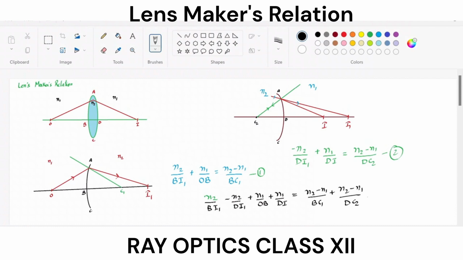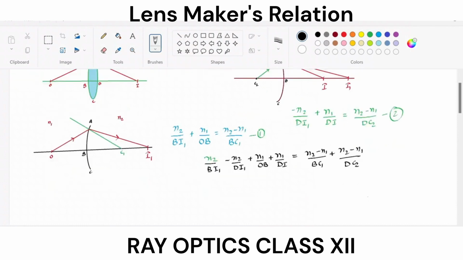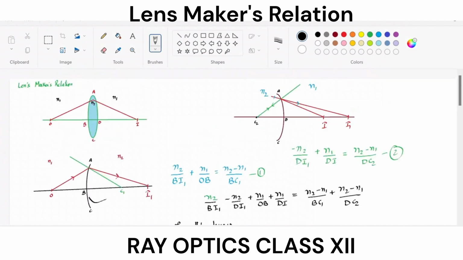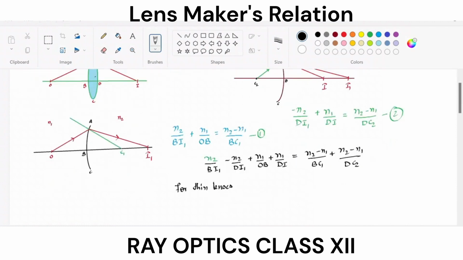Now we will put here our condition. What is the condition? For thin lenses, BI1, look at this, very important, this gap BI1 will be equal to DI1. Sir, why will BI1 be equal to DI1? Look at this, if this lens thickness BD becomes negligible, then BI will be equal to DI, right? Similarly, BI1 and DI1 will be equal. So BI1 will be nearly equal to DI1 and we can cancel these two. Let's see what we are left with.